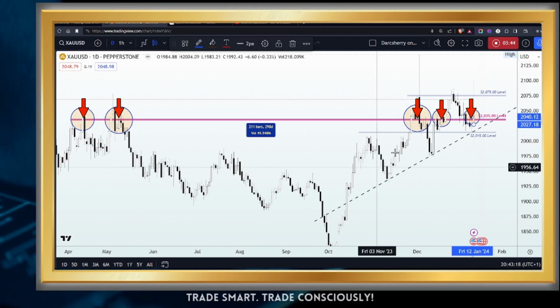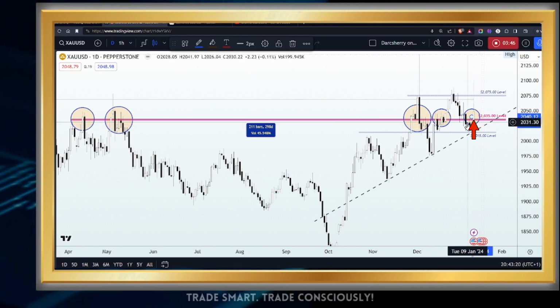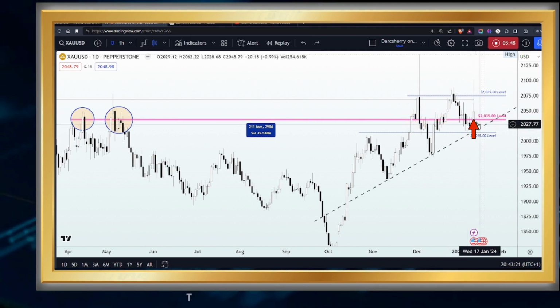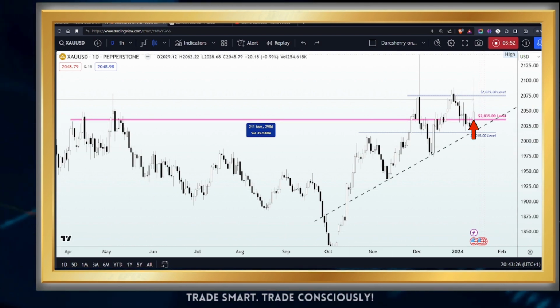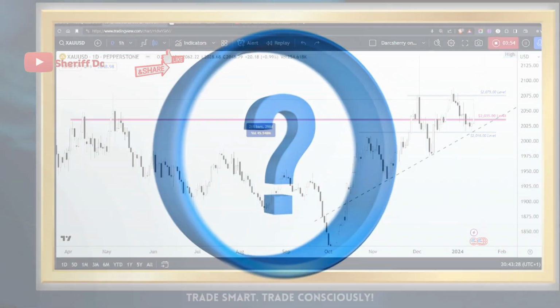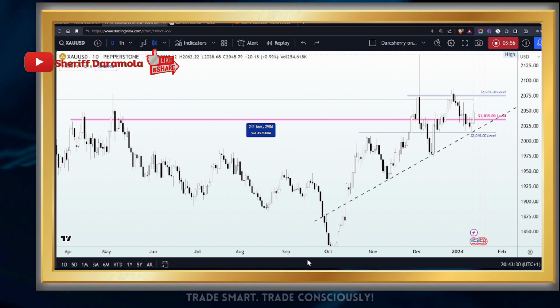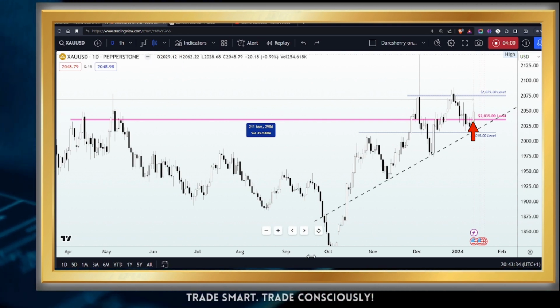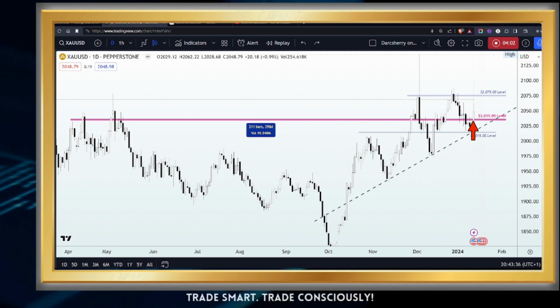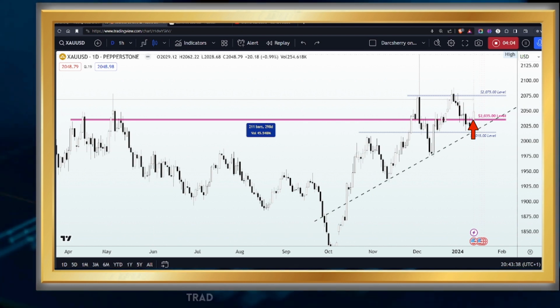Notably, last week Friday, we saw how price action finally broke out of that key level at the 2035. And at this juncture, the question is, will this breakout pave way for new highs, or could it potentially result in a false breakout once again?